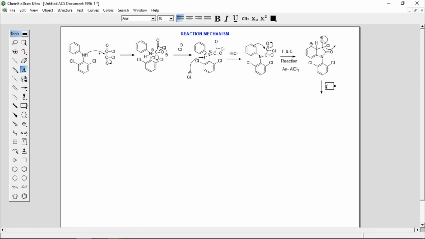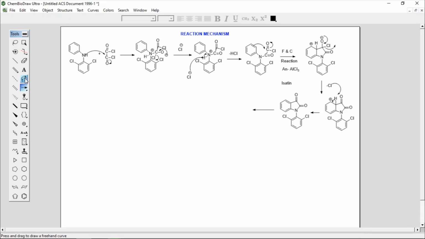This is a ketone derivative. Now this ketone derivative undergoes reduction of this carbonyl group into CH2 by using a reagent, and the name of that reaction is Wolff-Kishner reduction. It is one of the name reactions.